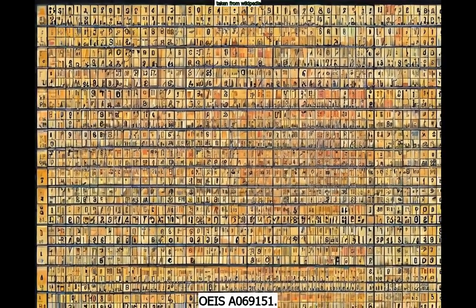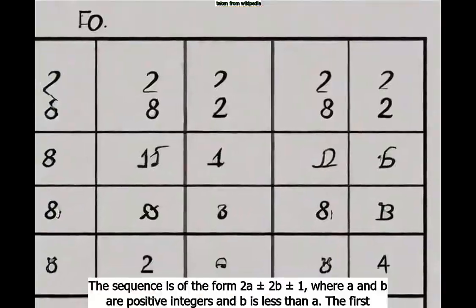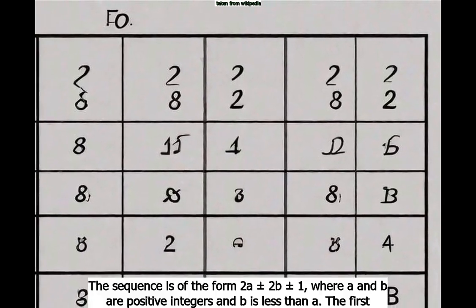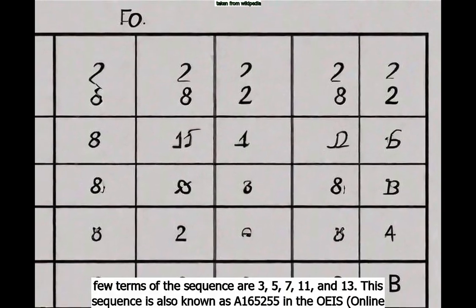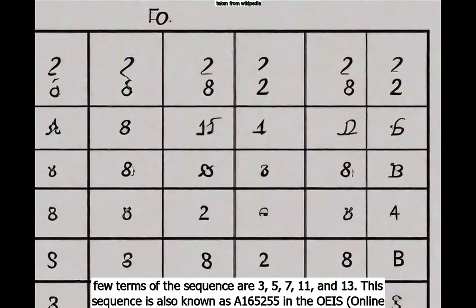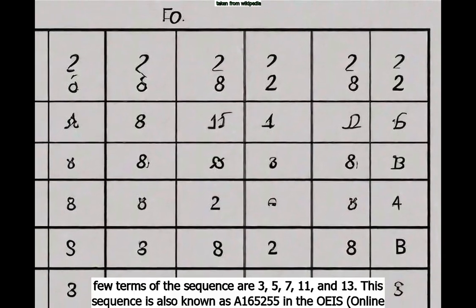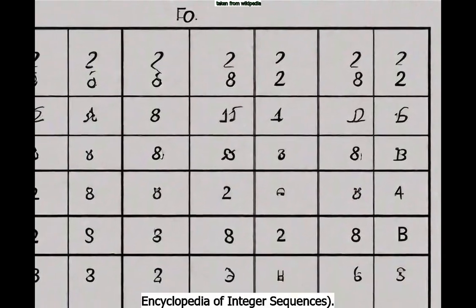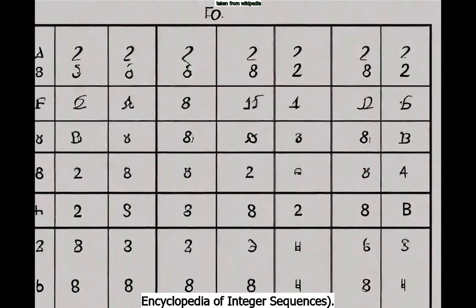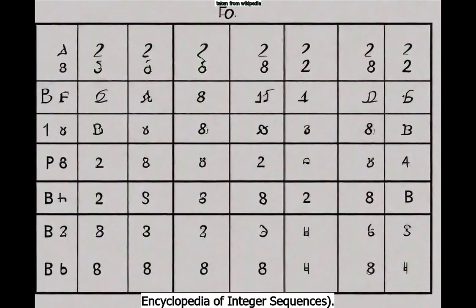The sequence is of the form 2^a plus or minus 2^b plus or minus 1, where a and b are positive integers and b is less than a. The first few terms of the sequence are 3, 5, 7, 11, and 13. This sequence is also known as A165255 in the OEIS, which stands for the Online Encyclopedia of Integer Sequences.